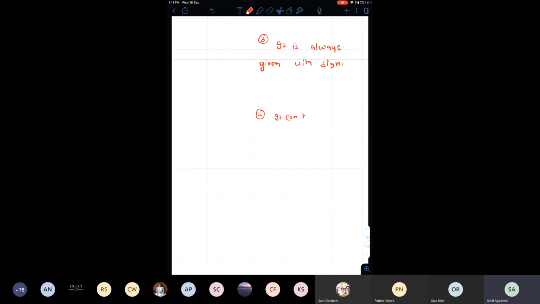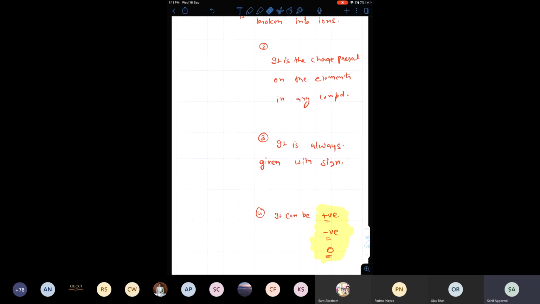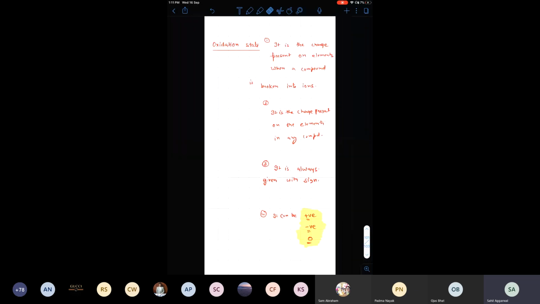It can be positive, negative, zero. Mainly, we will read this in the 8th chapter, but somehow it is required here also. So I'm giving you some important details of it. Very less is required here that I'm telling you. Otherwise, we have this in the 8th chapter, redox chapter.